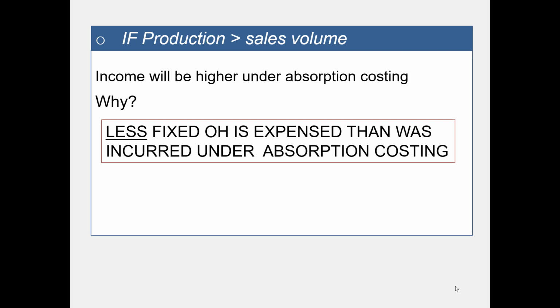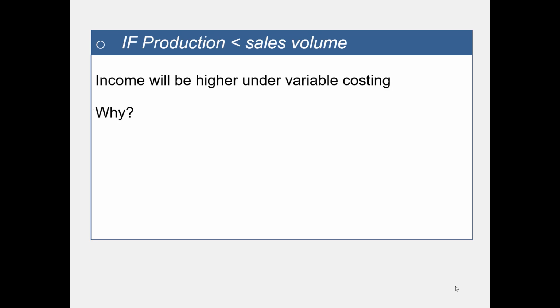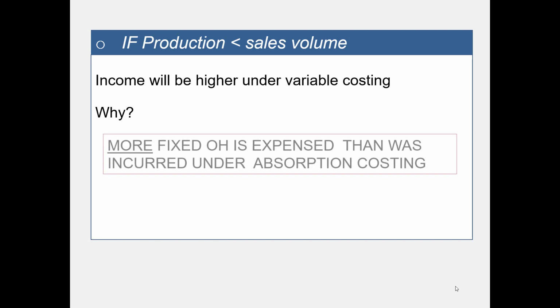Now, in the next month, if KMA sold more than they produced, that is, they produced 2,000 units and sold 2,200 units, income would be higher under variable costing. And of course, the reason is related to fixed overhead, and more fixed overhead would be expensed than was even incurred under absorption costing.